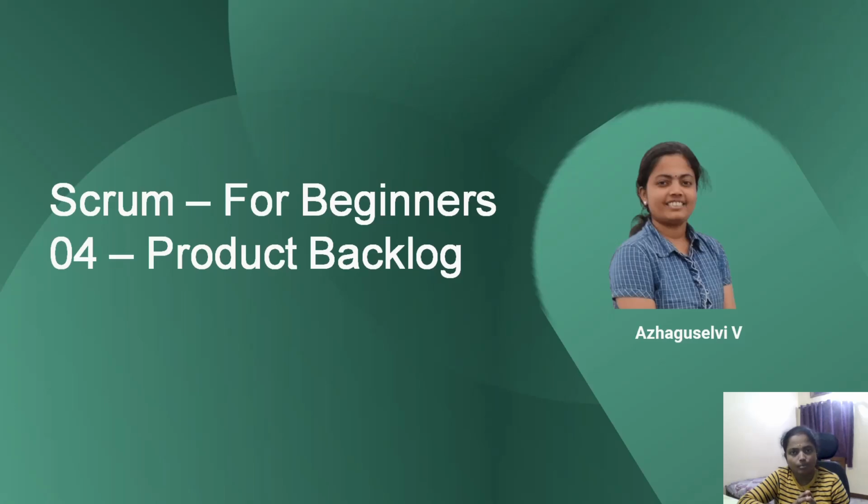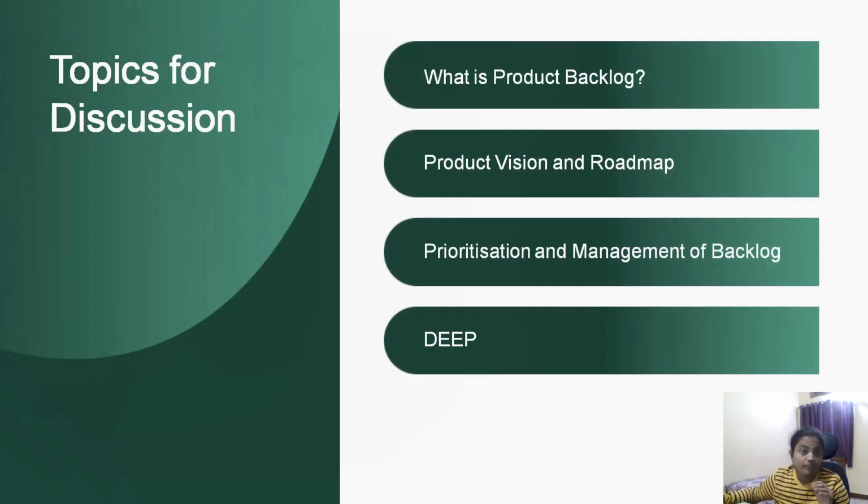Today we are going to talk about product backlog. So, what are the topics that we are going to cover today? What is product backlog? How is product backlog related to product vision and product roadmap? And what is product backlog prioritization all about? And management of product backlog? And we will also see some of the characteristics of the product backlog, which is DEEP, D-E-E-P. Let's start with the first topic.